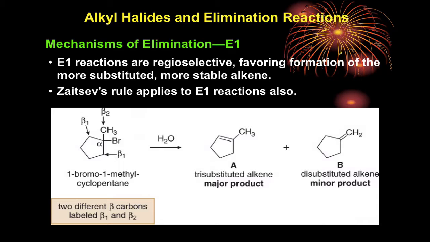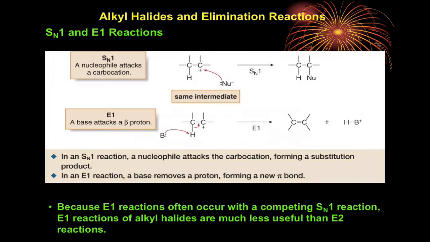Later on, especially when we get into 256, we'll learn where there are exceptions to Zaitsev's rule. But for right now, we're going to follow Zaitsev's rule pretty religiously. So the difference, of course, between an SN1 and an E1 reaction is how the base is functioning. If the base attacks the carbocation, it's a nucleophile and you get substitution. If the base attacks a hydrogen, it functions only as a base and you get elimination.